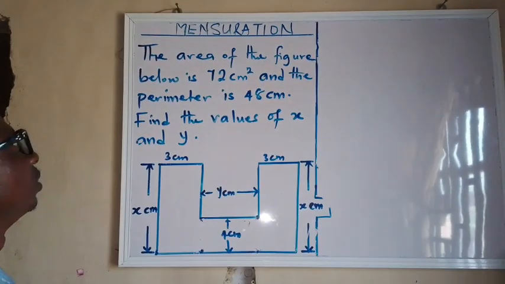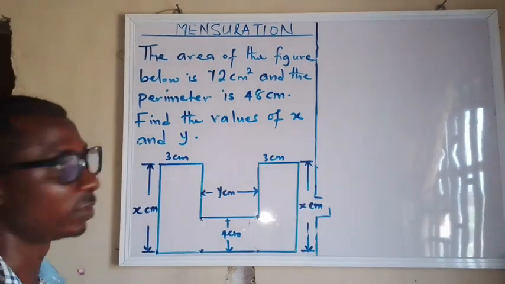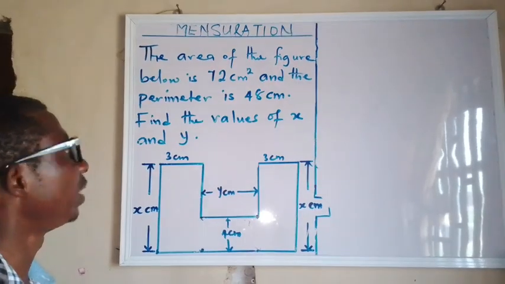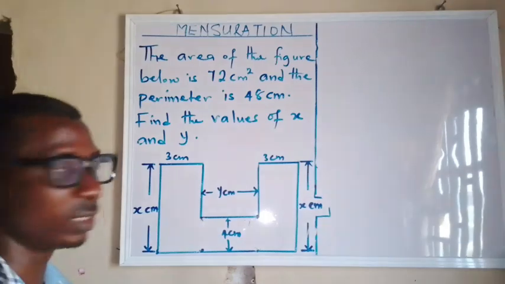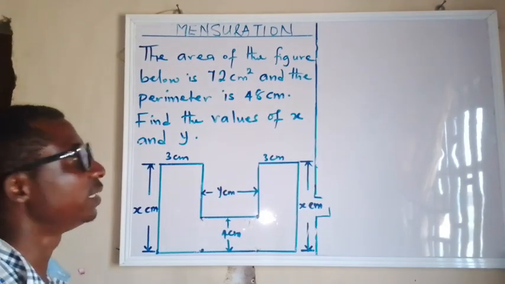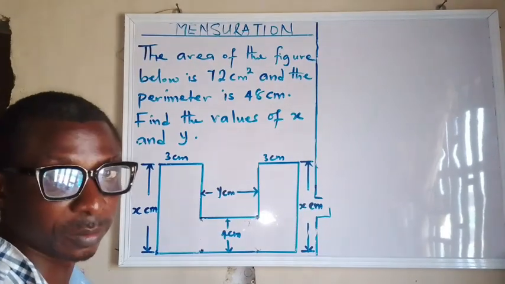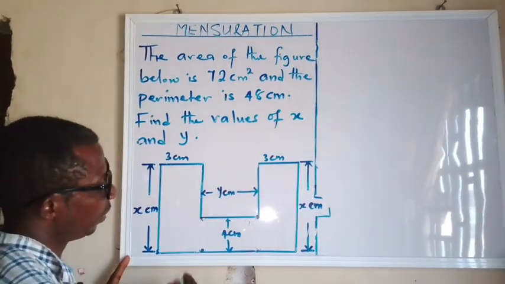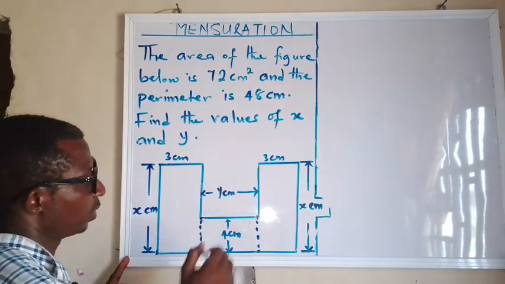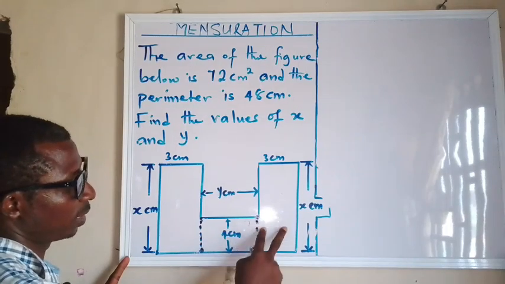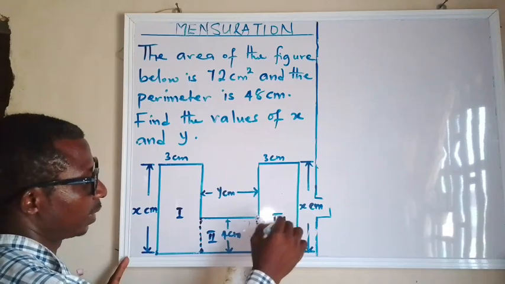Now let's look at the question. The area of the figure below is 72 centimeters square and the perimeter is 48. Find the values of x and y. So now when you look at this question, we have been given the area of this figure. So when you examine the figure very well, you will see that we have 3 rectangles there. So this is the first one, the second one, and the third one. Let's target 1, 2, and 3.